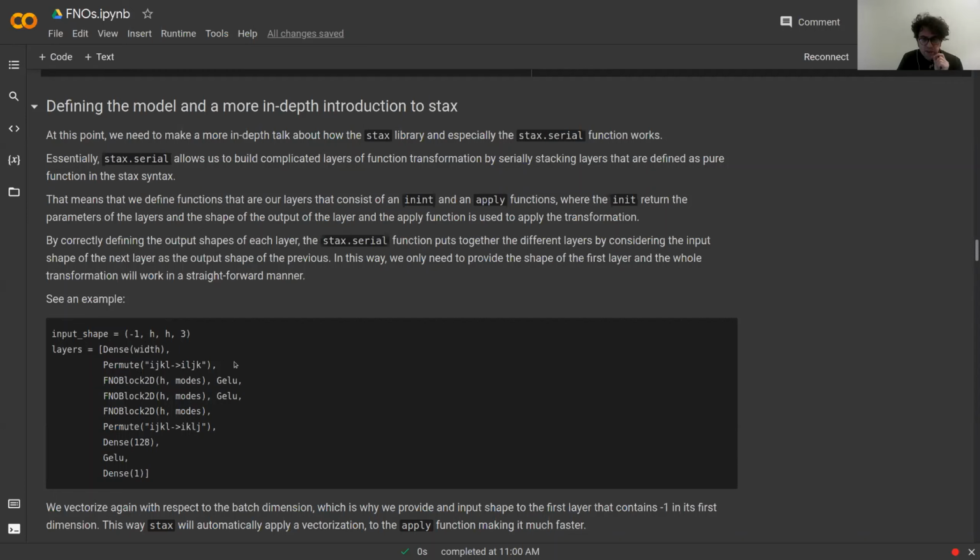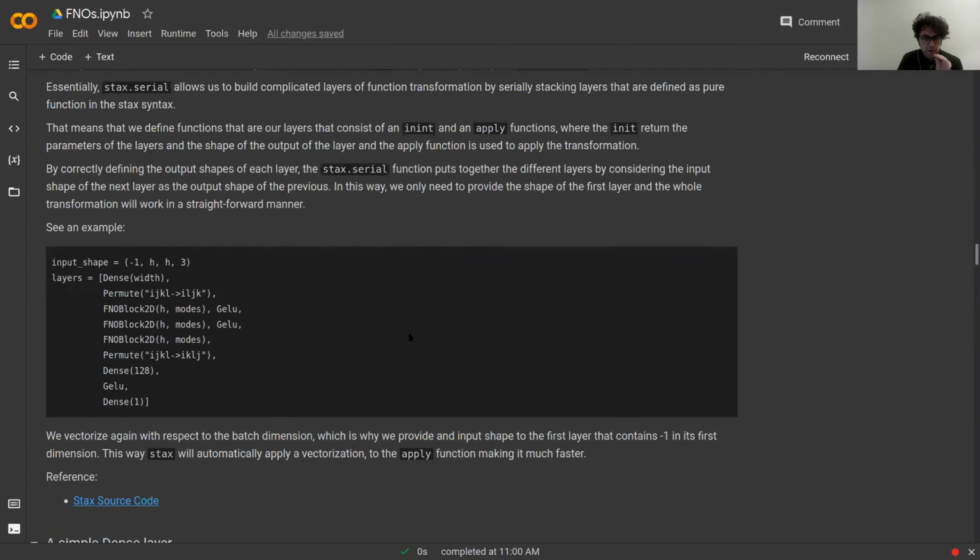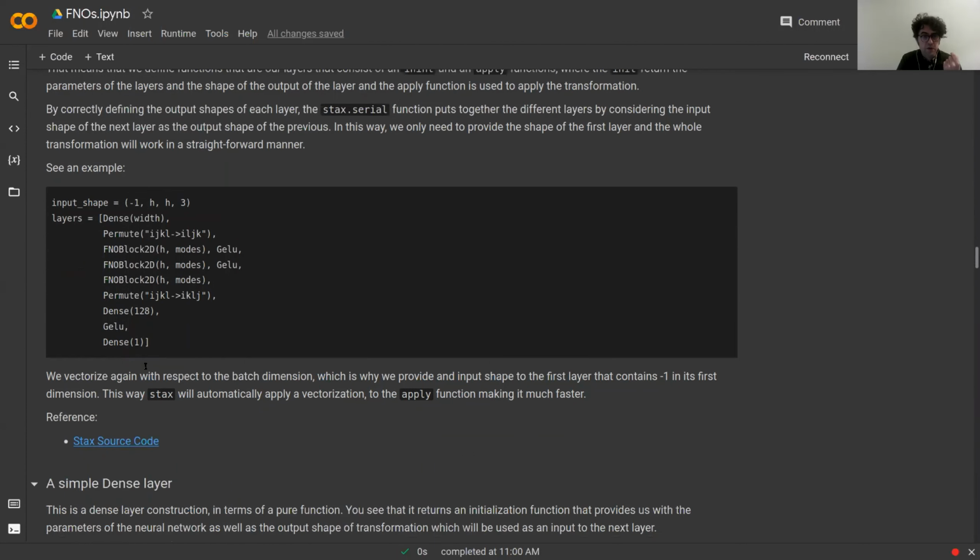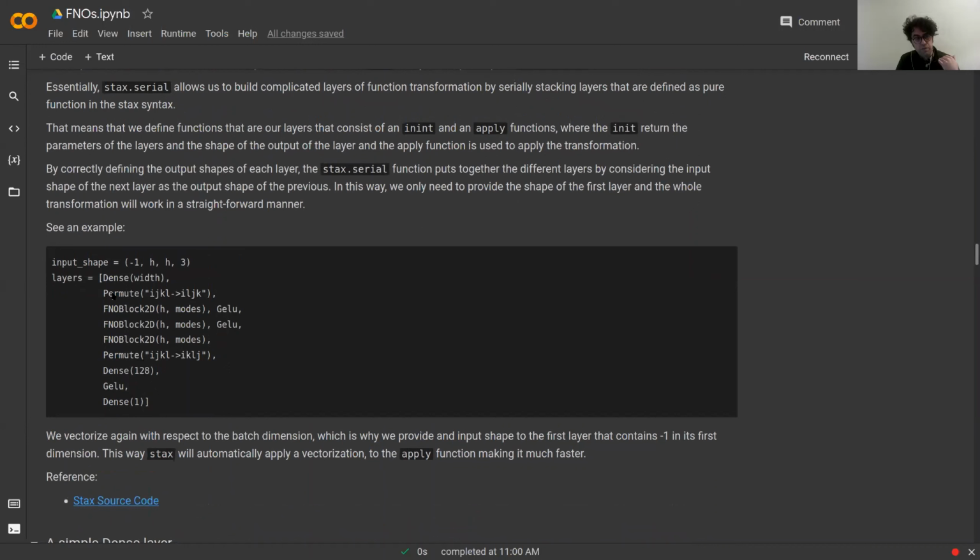As we said before, each of these functions will be defined by an initialization function and an apply function. Now we need to understand how we can define these pure functions that you see here, Dense, FNO block 2D, and all of the others, such that we can have this kind of structure. Whatever goes out of the first one goes to the second one, and then goes to the third one, and so on and so forth.